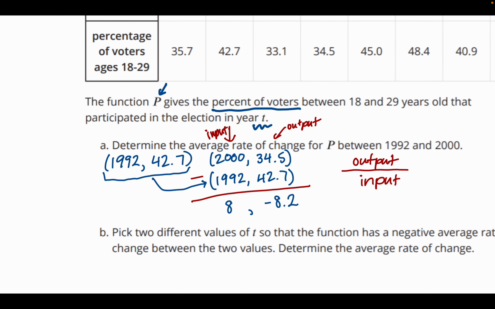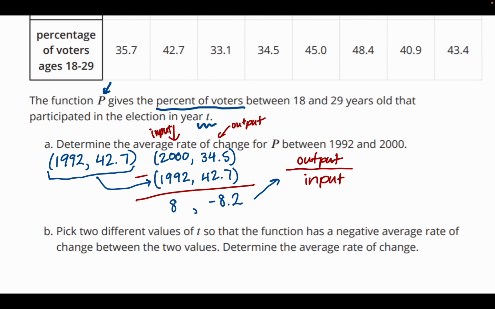But now we have to take these numbers and put it in this format. So our average rate of change here is going to be negative 8.2 over 8. And that is actually what we're going to simplify. So negative 8.2 divided by 8.